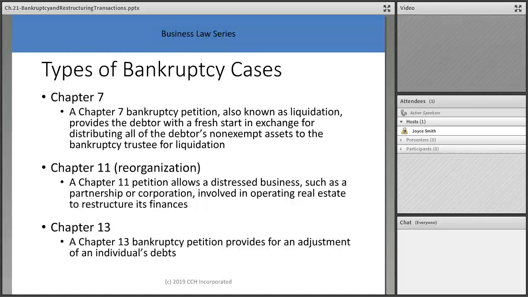It's on their laps. Chapter 11, reorg, is a petition that allows a distressed business such as a partnership or corporation involved in operating real estate to restructure their finances. So that's more than likely what happened with my Mattress Firm. They went through Chapter 11. Elder-Beerman, which was part of Bon-Ton Stores, and Toys R Us, they all went through 7s. They're done, they're gone, except they had a little bit left.